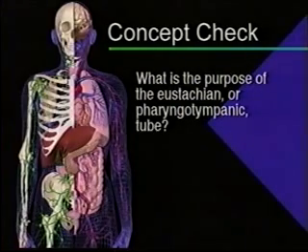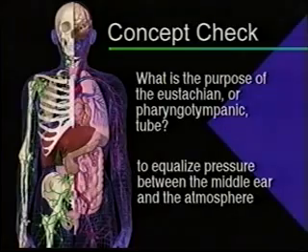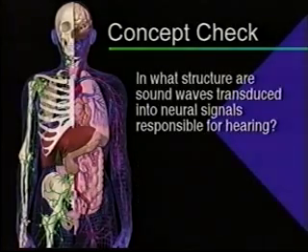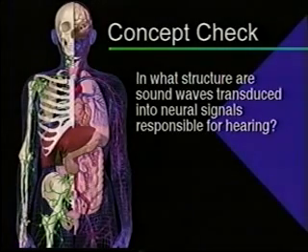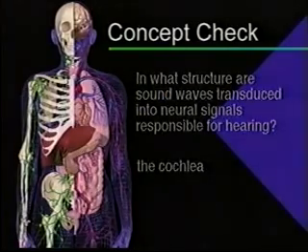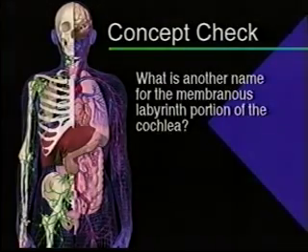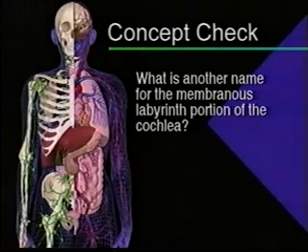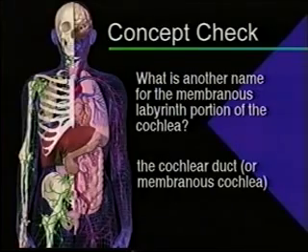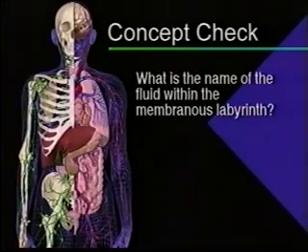What is the purpose of the eustachian or pharyngotympanic tube? And in what structure are sound waves transduced into neural signals responsible for hearing? What is another name for the membranous labyrinth portion of the cochlea? What is the name of the fluid within the membranous labyrinth?